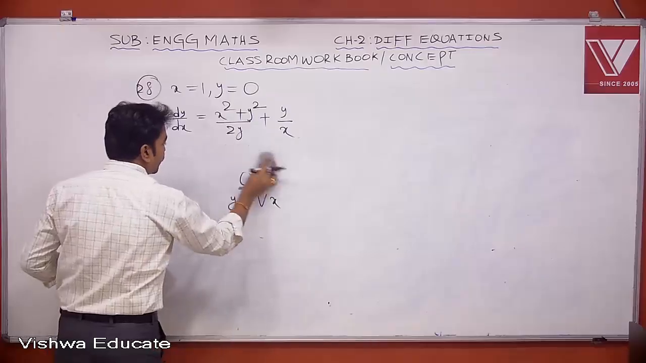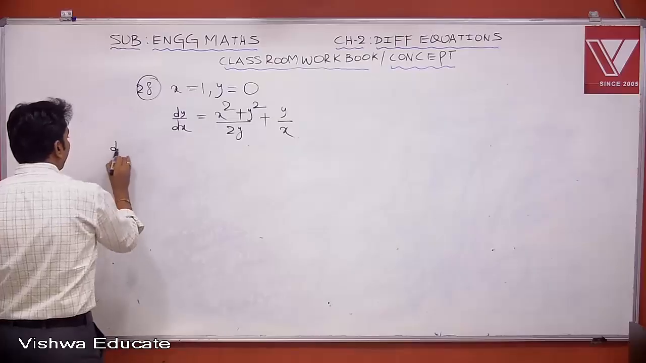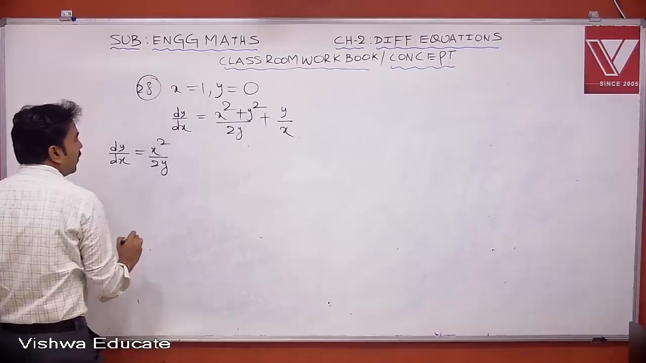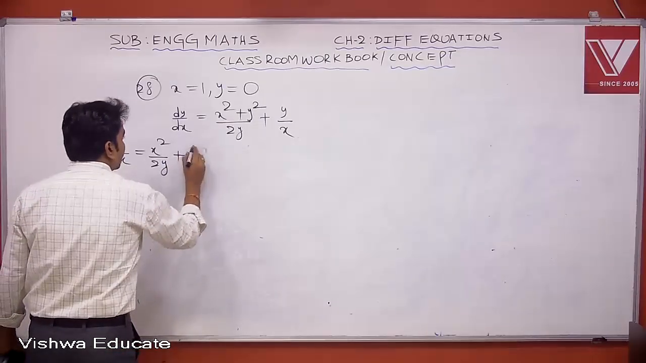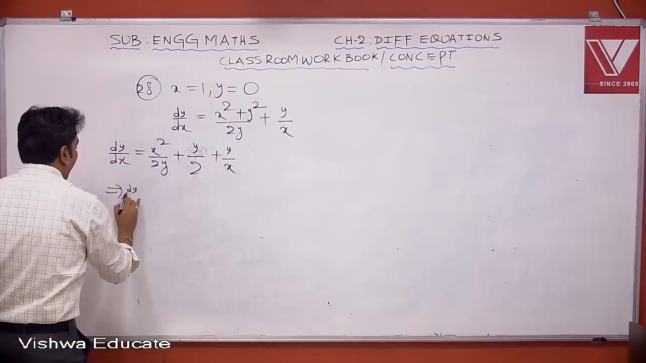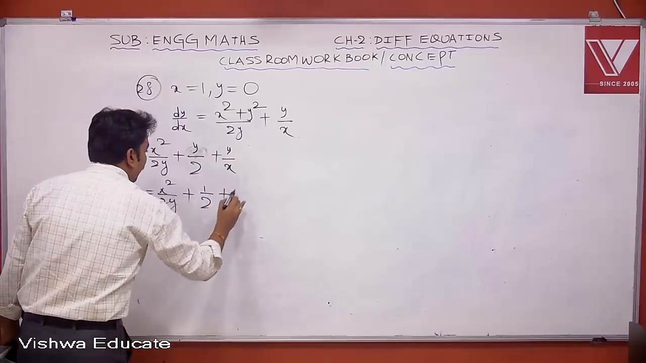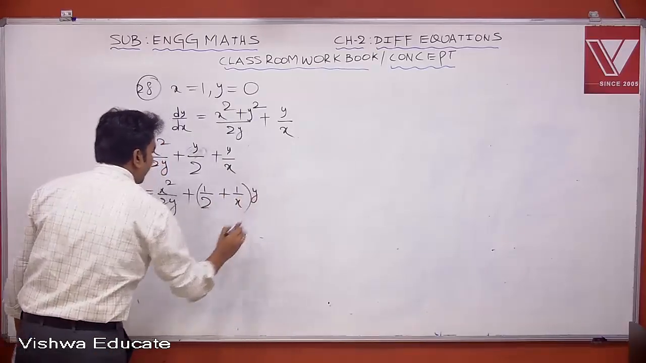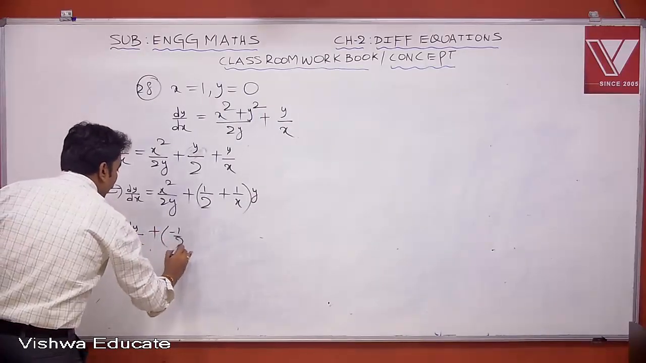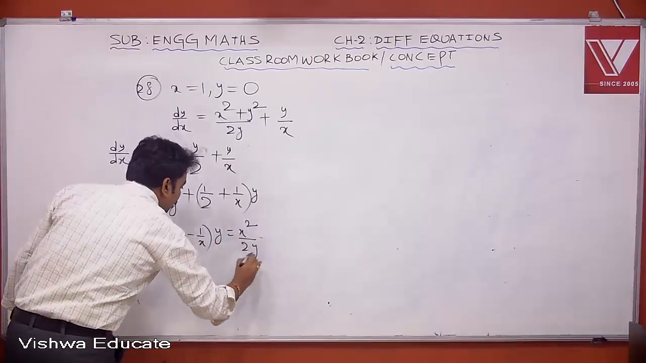Therefore, the total function is not a homogeneous function of degree 0. So let us manipulate this equation like this. Here dy by dx equal to x square by 2y plus y by 2 plus y by x. So this implies dy by dx equal to x square by 2y plus half plus 1 by x into y. Therefore dy by dx minus 1 by 2 minus 1 by x into y equal to x square divided by 2y.